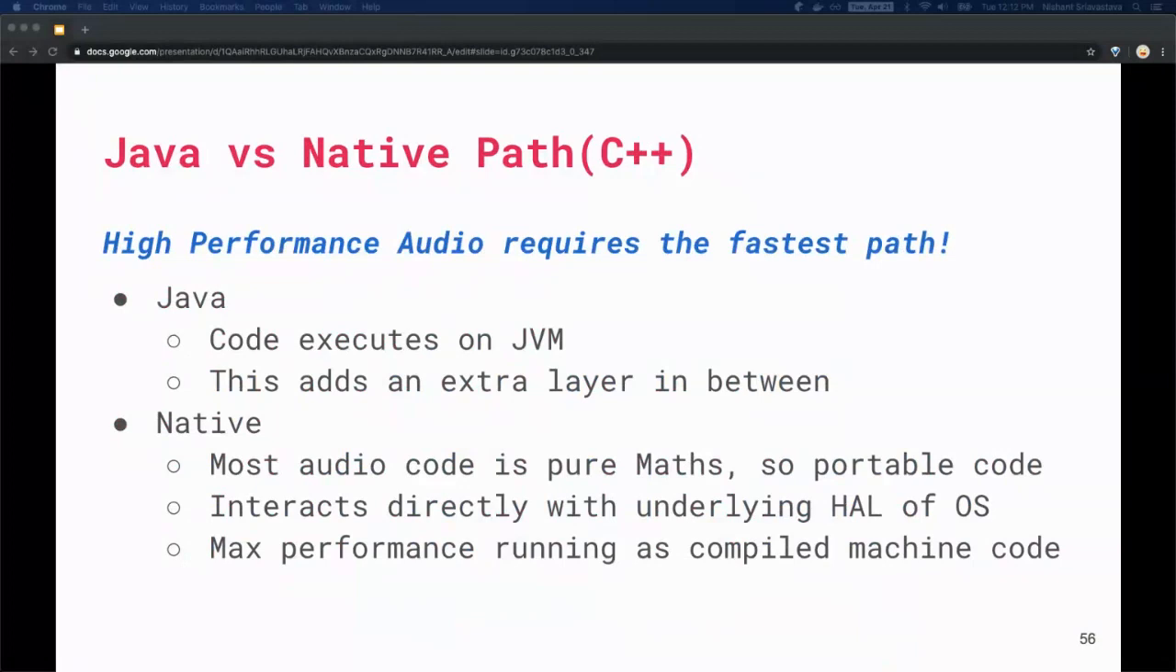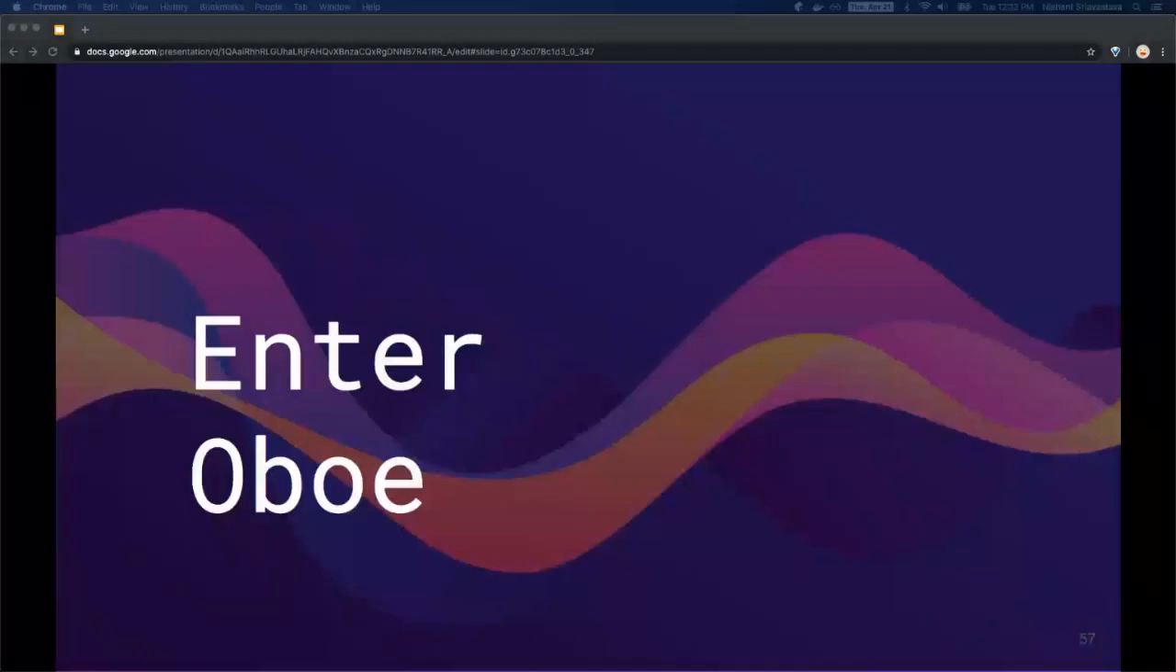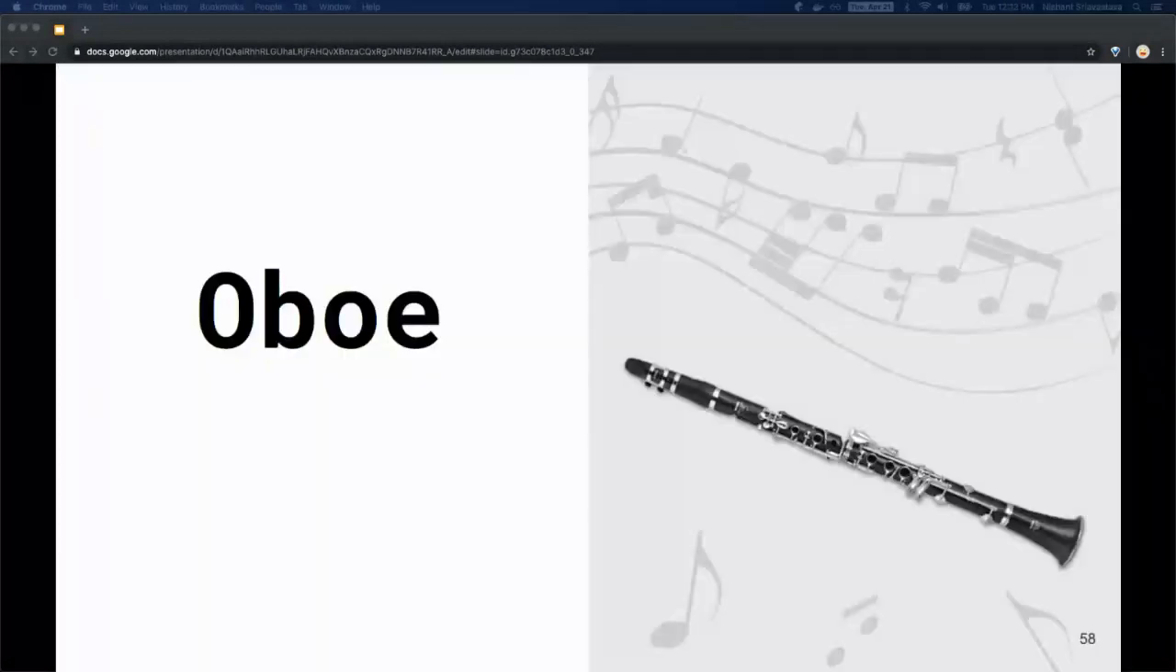So does that mean that you as developers need to write native code, with all the boilerplate and everything? Well, for a long time, we had to do it. But then Don and his team built something called Oboe. Oboe, by the way, is a wind instrument: you blow from one side, and the sound comes out the other side.